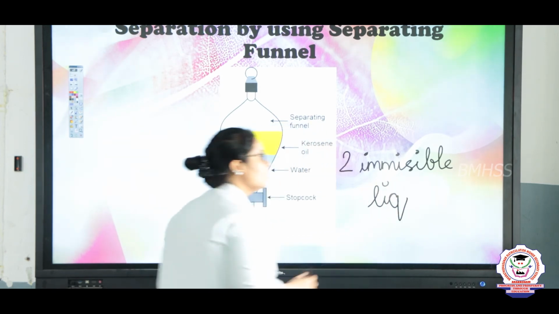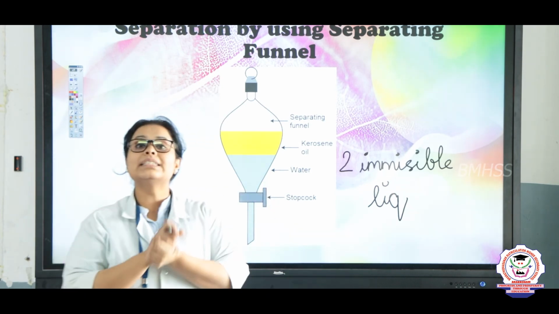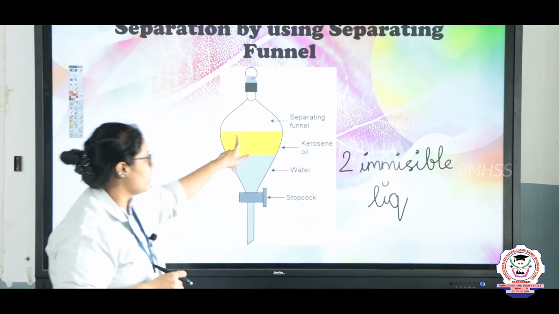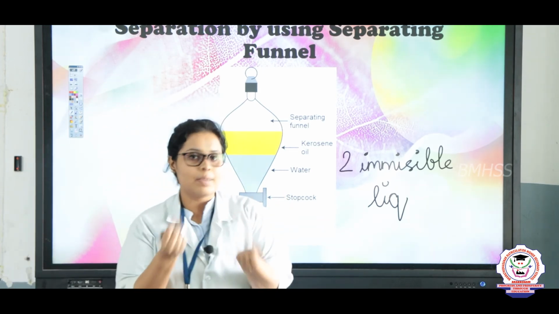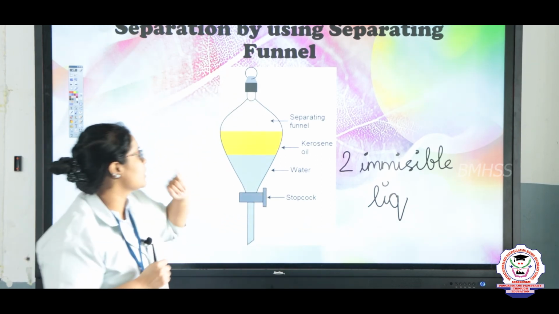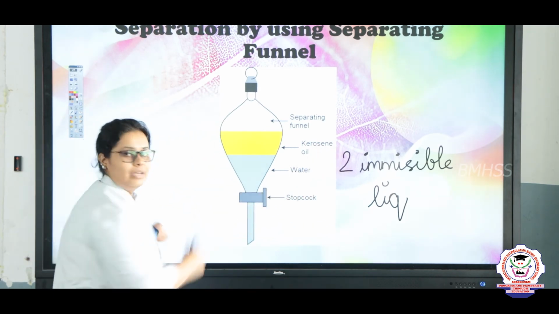Okay. So here children, what is happening is that when these two liquids cannot mix together, then we need to separate them. For example, I am taking kerosene and water. Here, depending upon the density also, we are doing the separation. When I am putting the water and kerosene inside the funnel, you will see that two layers are formed, right?